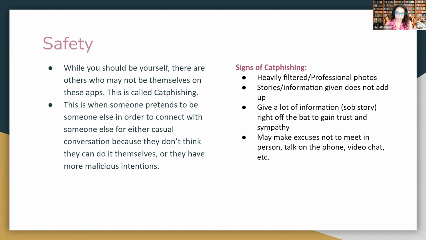And this is a way to gain trust and sympathy, and possibly even coerce you into making a decision by pulling at your heartstrings. And they may make excuses not to meet in person or talk on the phone or video chat, because if they're not who they say they are, then why would they want you to actually see who they are? And these are all ways that you'd be able to see if they're legitimate.